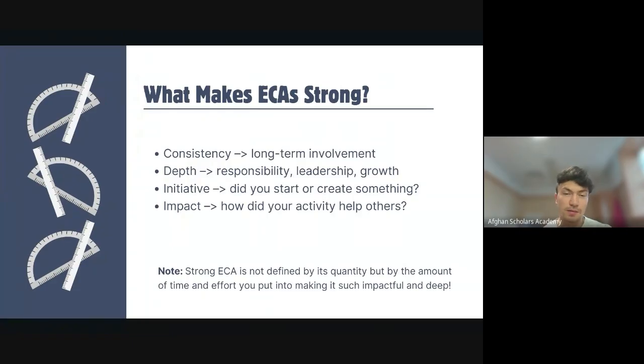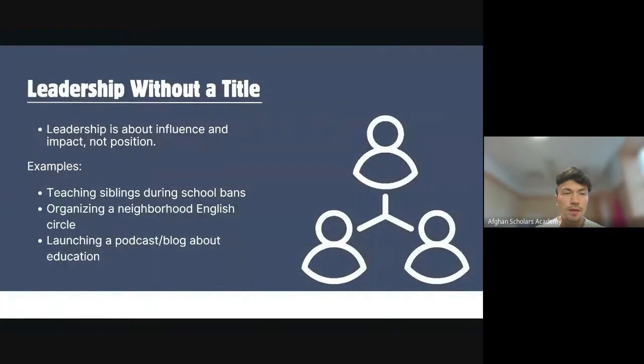And finally, the most important thing is the impact. The impact is really, really important. How did your activity help other people? And also how did that experience help you grow as a person, and contribute to your personality growth? As a note, I put it here: a strong extracurricular activity is not defined by its quantity, but by the amount of time and effort you put into making it impactful and deep.